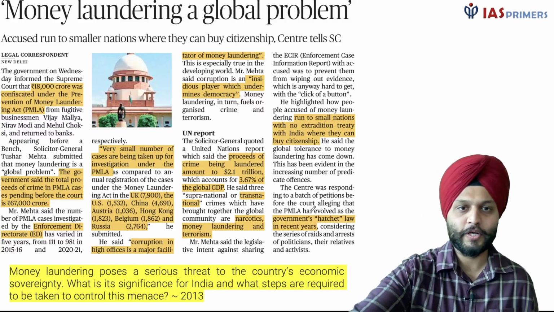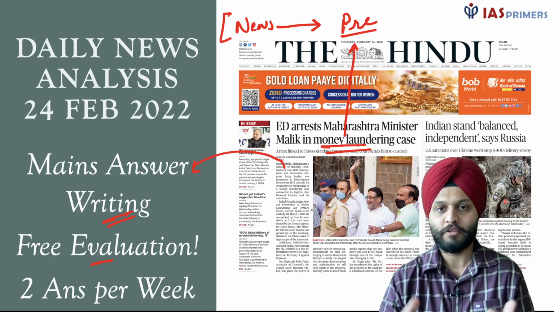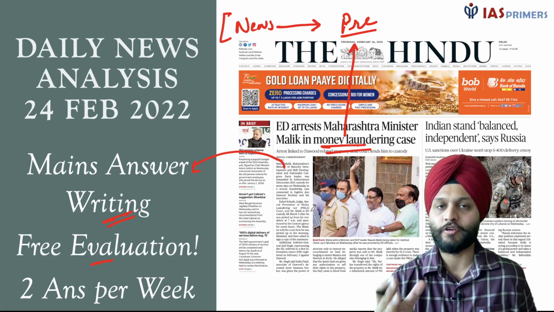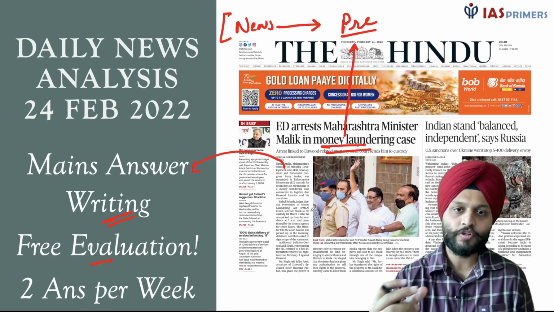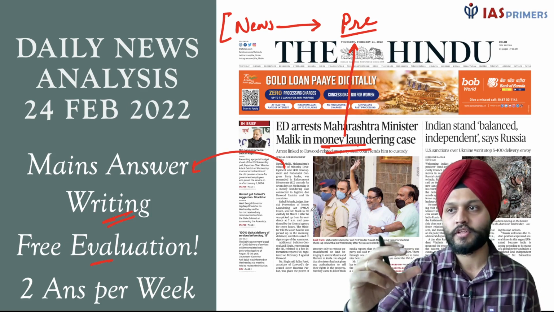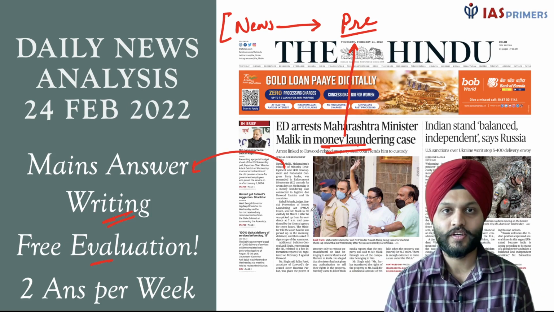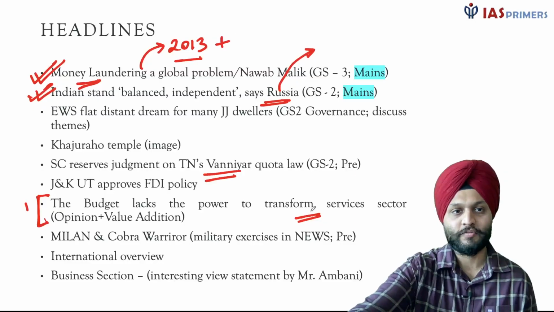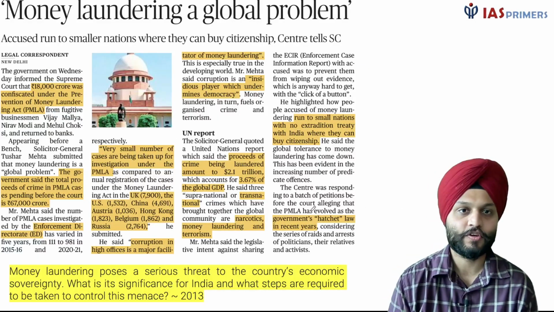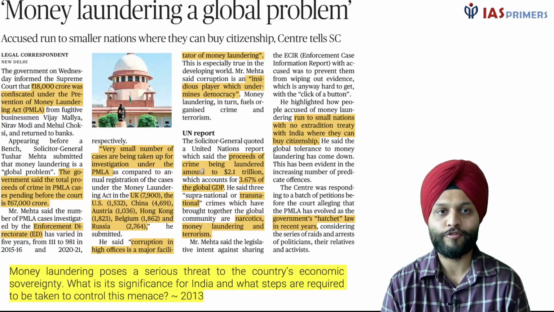So you saw the first page, right? Nawab Malik has been arrested by the Enforcement Directorate. Now you can write down in the comment section, which ministry does the Enforcement Directorate come under? I think it's the Ministry of Finance, right? So you can just cross check this. Okay, now let's come to the issue of money laundering.